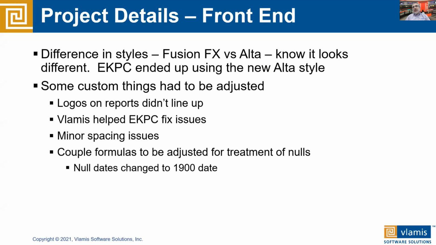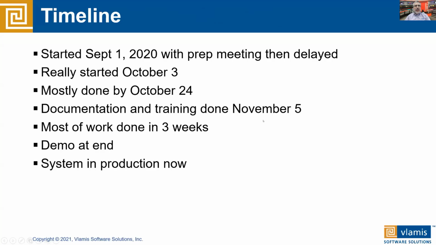Some of the custom things we had to adjust. The logos on the reports didn't line up exactly. We helped fix some of those issues. There were some minor spacing issues. And we did find that the treatment of nulls, this is one that was new to us. A couple of the formulas had to be adjusted for the treatment of nulls. Null dates changed to a 1900 date as opposed to showing up differently. So we had to adjust some formulas for that. But otherwise, we really didn't change that much when it came to migrating to the new version. These were all kind of nitpicky things. Guys, interrupt me if there's anything to add on here. No, that's exactly right. Okay.